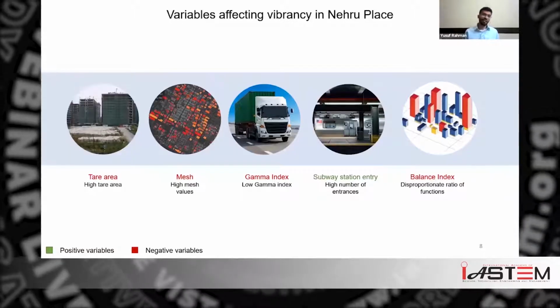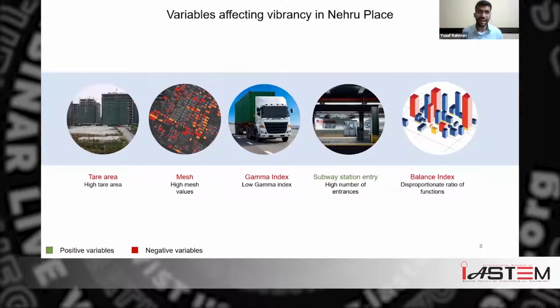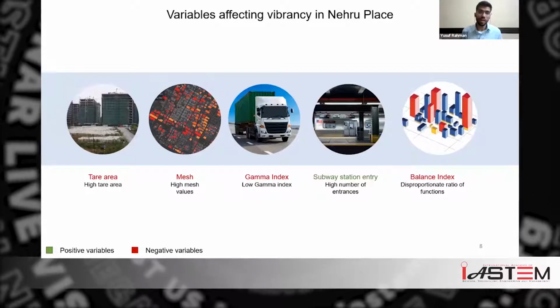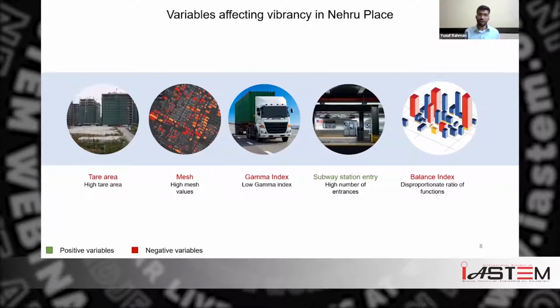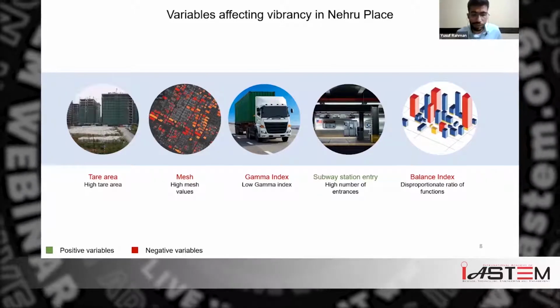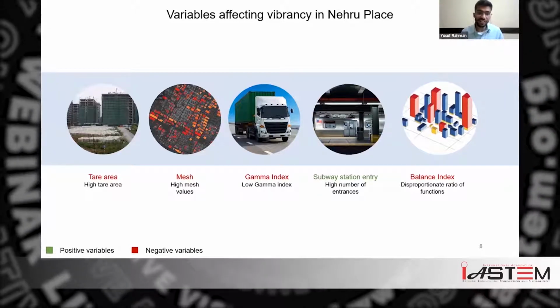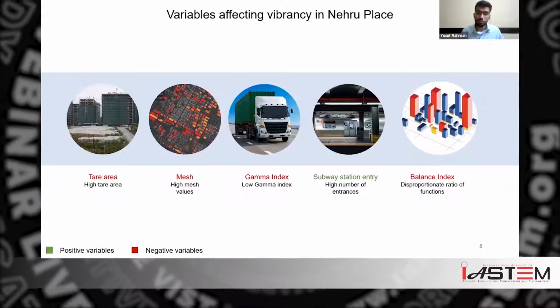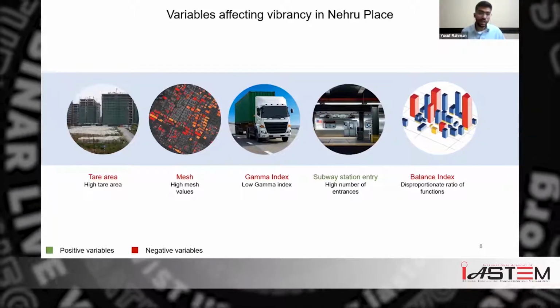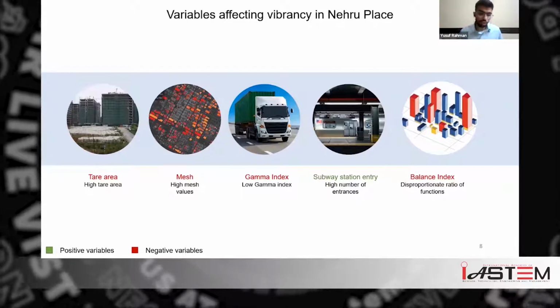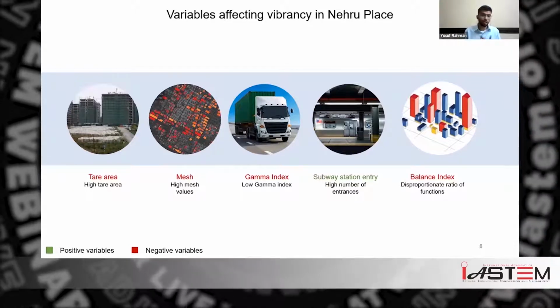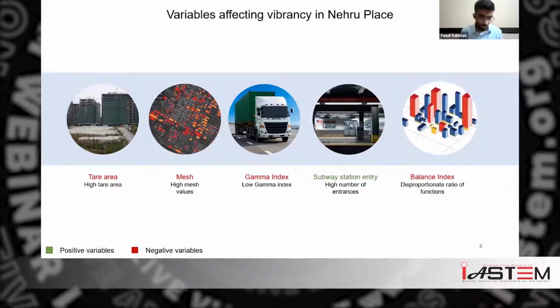So there are five variables which can be used to calculate urban vibrancy in a certain place. The variables which are color coded red had negative value, so they reduced vibrancy, and the one which has a green color is the positive variable which has increased vibrancy. So I will just briefly tell you all about this.